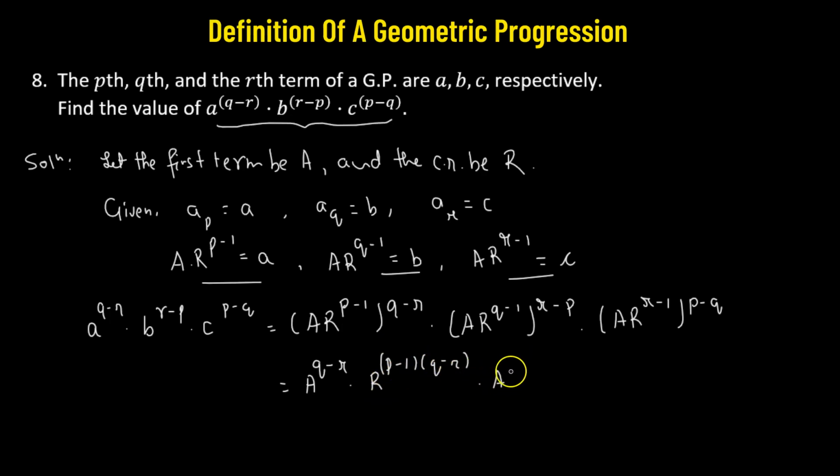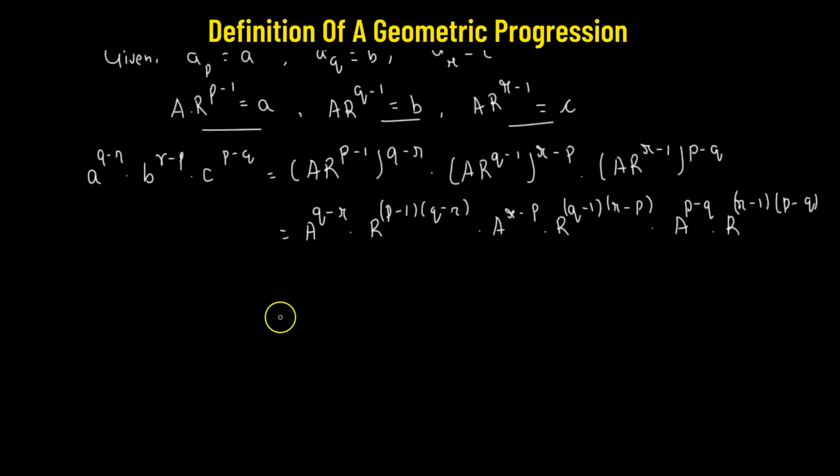Then we have A raised to the power of R minus P multiplied to R raised to the power of Q minus 1 times R minus P. Then we have A raised to the power of P minus Q multiplied to R raised to the power of R minus 1 times P minus Q. Right, so let's further simplify.